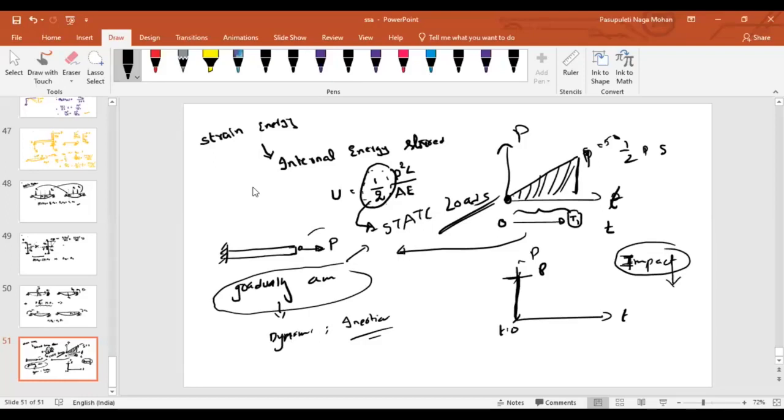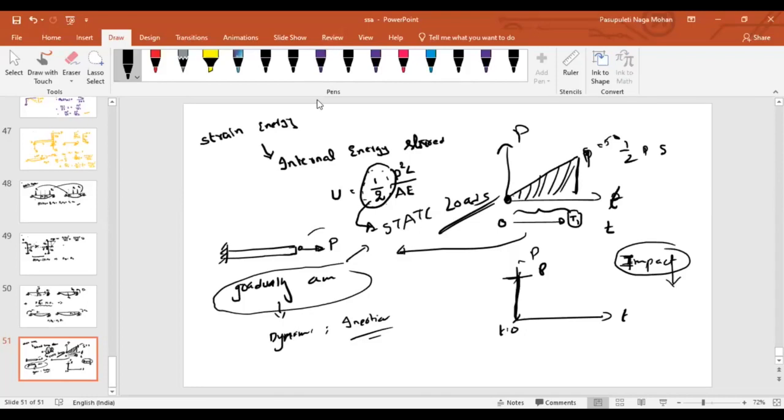Have you ever walked on a bridge or a flyover? Have you ever felt the vibrations there? Yes, sir. Those are nothing but the inertial effects only. That means they are oscillating. Whenever inertial effects come, things will oscillate. If you are talking about static loads, things won't oscillate, right?